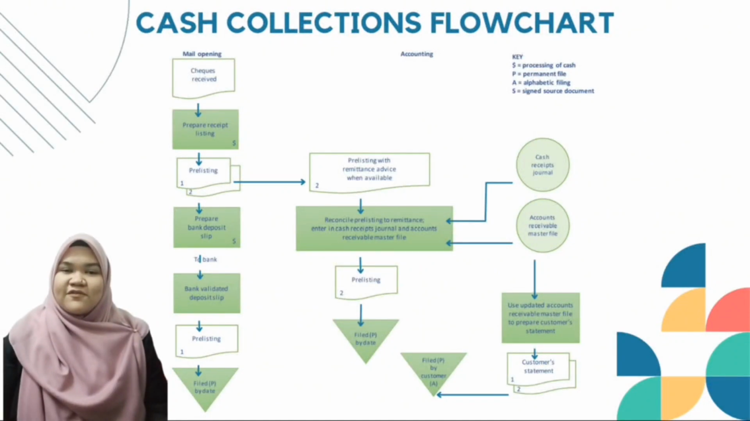This is the example of cash collection flowchart. Once the check payment has been received, it will be processed. The company will prepare the bank deposit slip to be validated by the bank and kept in the file. The company will prepare a receipt listing and reconcile the pre-listing to remittance by entering into the cash receipts journal and accounts receivable master file. The company will use the updated accounts receivable master file to prepare the customer statement, which will also be kept in the permanent file.